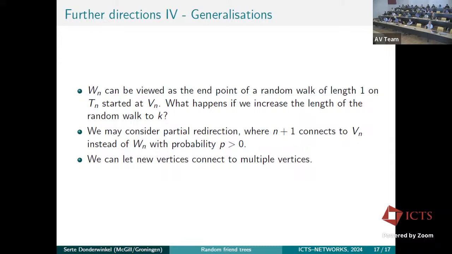Do you think adding multiple edges is going to be that much harder? In terms of a social network, that's what you started with. We do have multiple friends and they actually know each other. So it's a much more realistic model. Yeah, I know.